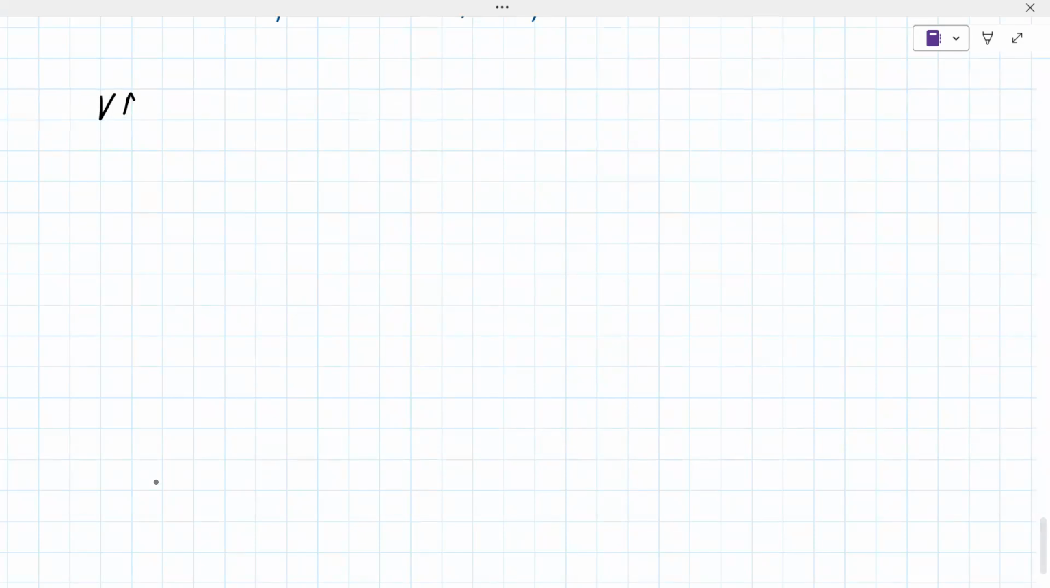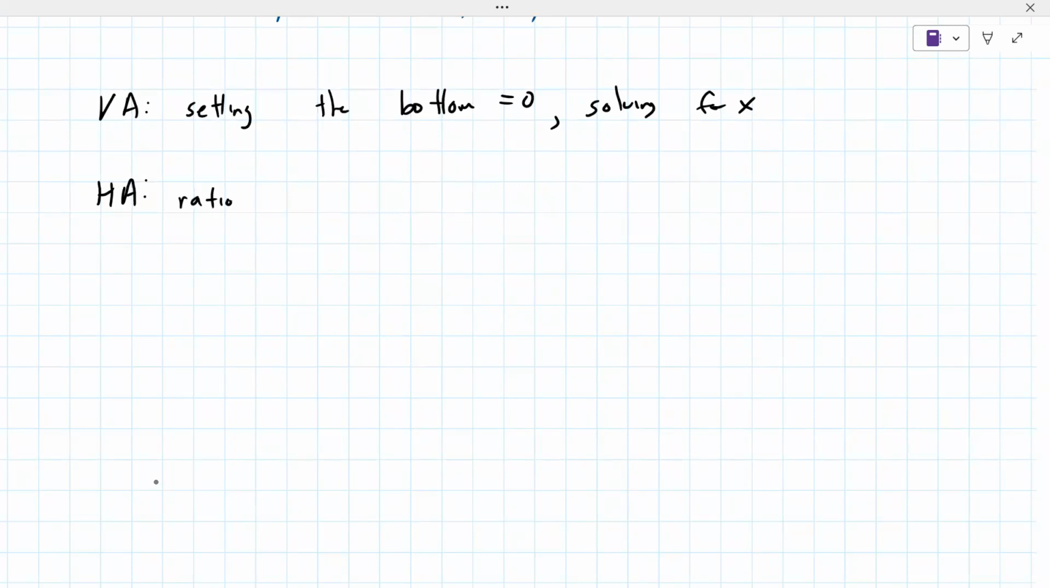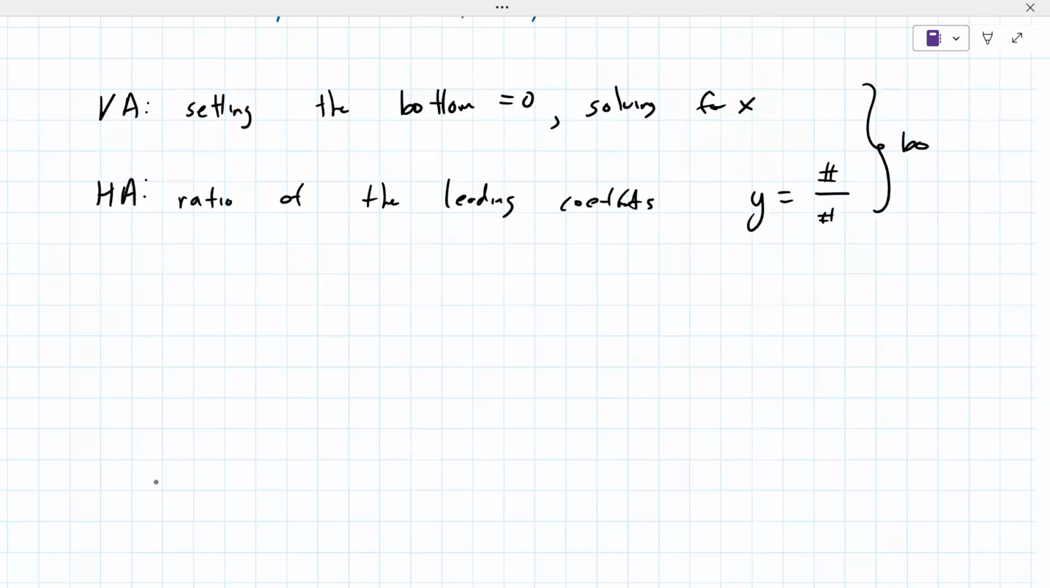For the vertical asymptote, you're setting the bottom equal to 0, solving for x. The horizontal asymptote right now is the ratio of the leading coefficients. So it's y equals some number over number. But it's an equation. These are both equations. It's not a number. You can't just say 1. It's x equals 1, or you can't just say -1. It's y equals -1. They have to be equations.